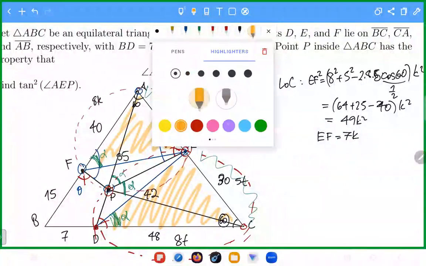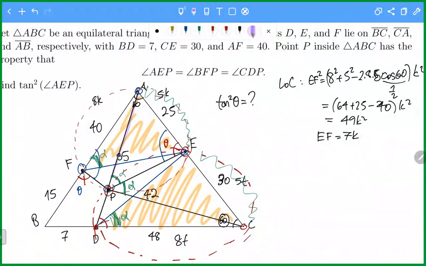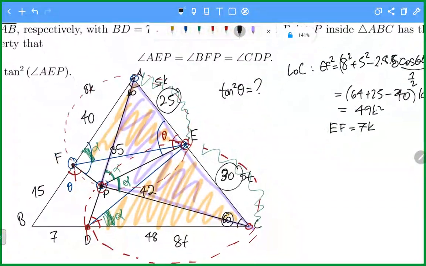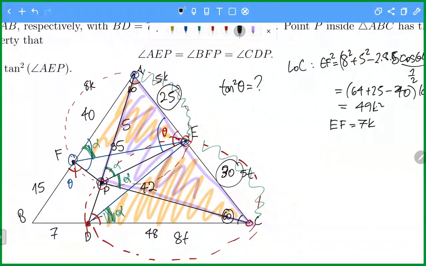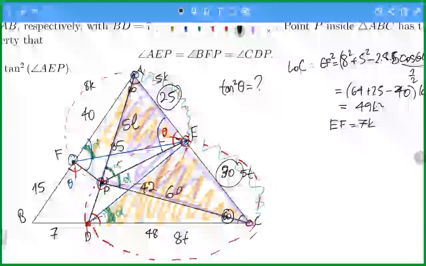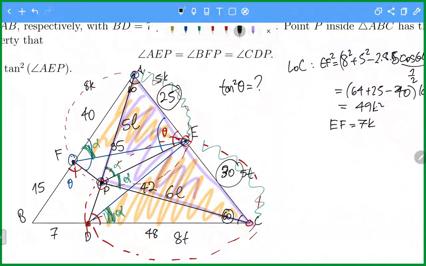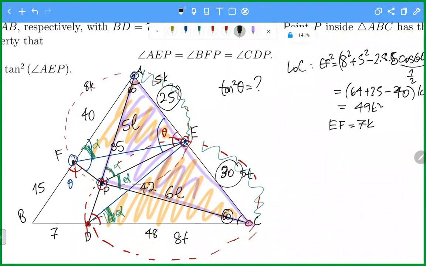Now I would like to focus on this triangle here, APC. In this triangle, PE is an angle bisector, and one side is 25, and this is 30. So this immediately implies that if AP is 5 times L, then PC is 6 times L, due to the angle bisector theorem. Okay, and this is the first thing.